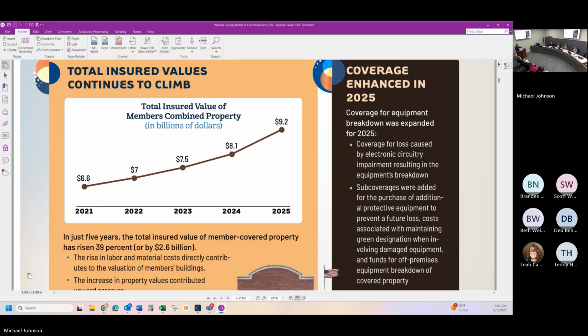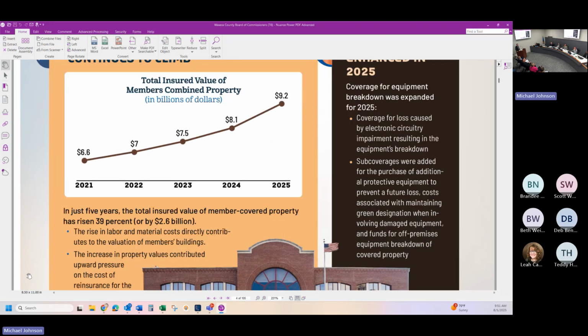And again, coming off the heels of the pandemic, with labor supply costs increasing, materials and supplies increasing, all of that. I know you're seeing that in your own construction costs, I'm sure, as you build roads and buildings and repair things. All of those things are affecting our cost of repair and replacement.